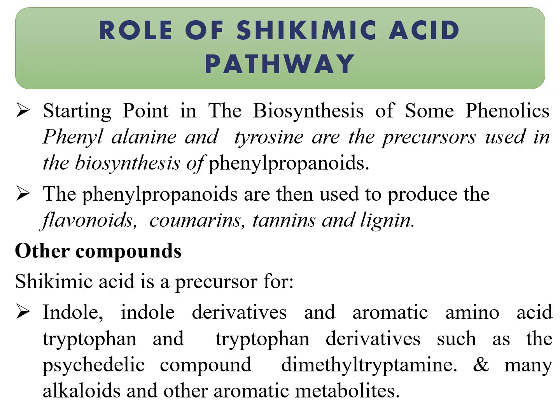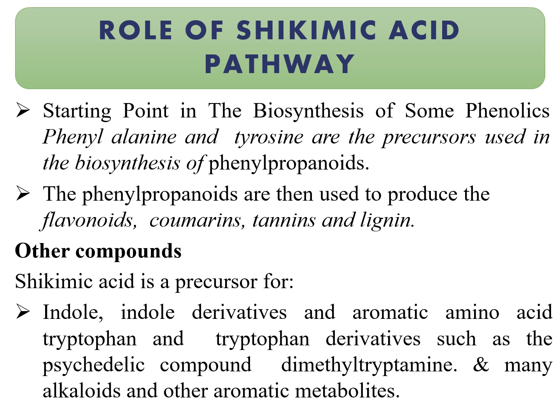Now, what is the role of shikimic acid? As I have already told you, any metabolic pathway, including the shikimic acid pathway, will end by producing some secondary metabolites. But here we have seen that the end products are the three main amino acids: tryptophan, tyrosine and phenylalanine. So what is the main role of shikimic acid? Why do we need to study this shikimic acid?